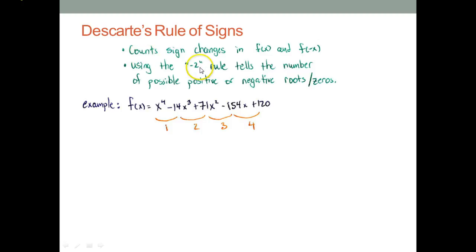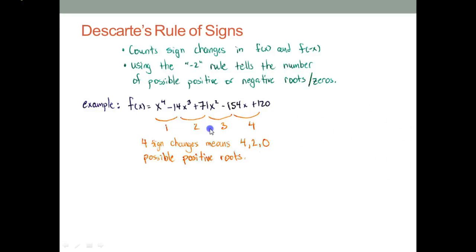So this is where the minus 2 rule comes in. I have 4 as my total number of sign changes. So it could be 4, 4 minus 2 is 2, and 2 minus 2 is 0. So I have 4, 2, or 0 possible positive roots. I will not have 3 positive roots. I will not have 1 positive root. The only possible positive roots are going to be 4, 2, or 0. So I'll have all 4, 2 positive and 2 negative, or I will have 0 positive and all negative roots.